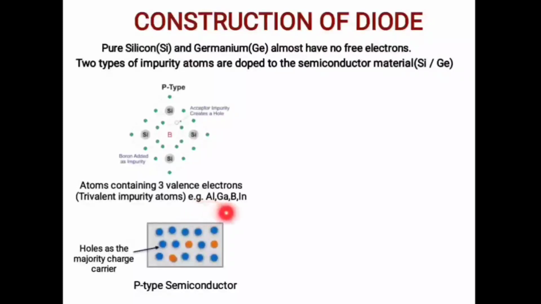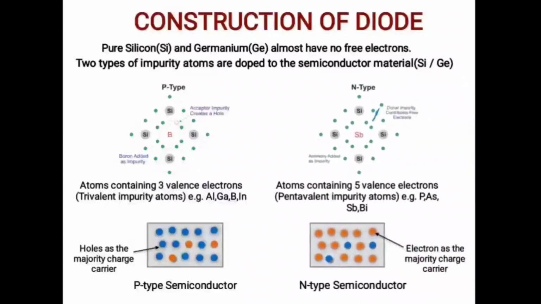like aluminum, boron, etc. Hence, p-type semiconductors have excess holes, which are considered the majority carriers, and electrons as minority carriers. Similarly, to make an n-type semiconductor, pentavalent element atoms like phosphorus, antimony, etc. are added as impurity with pure silicon or germanium, creating excess electrons as majority carriers and holes as minority carriers.